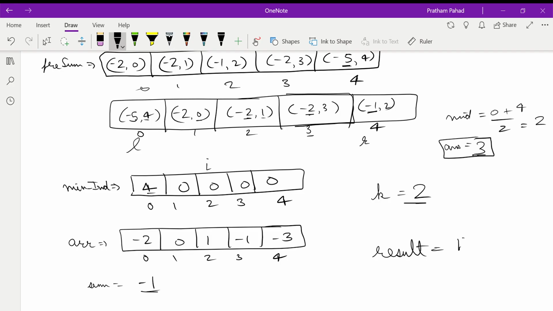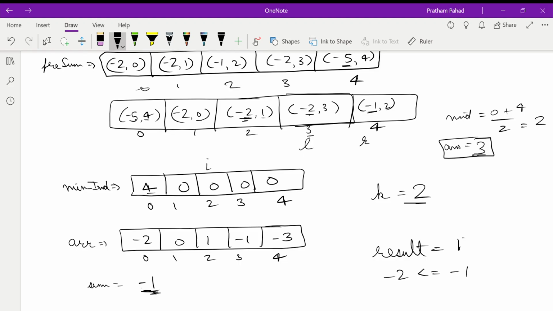Check this sum; we will send it in the function for binary search. Check if your current value is less than your val or not. Yes, minus 2 is less than or equal to minus 1. So we'll do low equals mid plus 1.